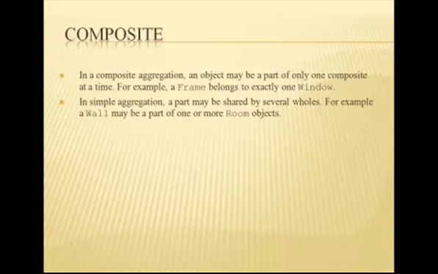For example, if there is a window and frame, if there is no window, there is no need to have a frame on the wall. Or if there is a room, there should be a wall. This strong dependency is what we call composite.